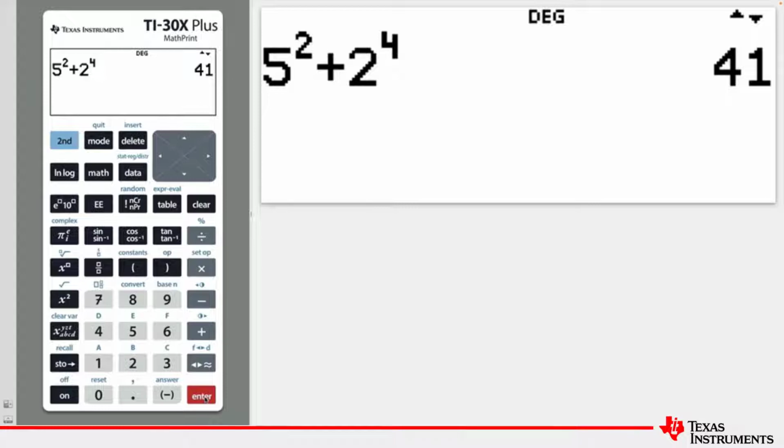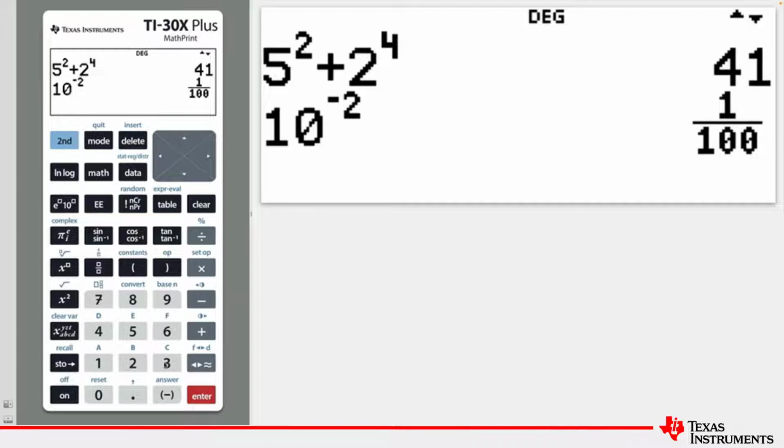The second example, 10 to the minus 2. Note the use of the negative key rather than the subtraction key. The answer is 1 over 100.